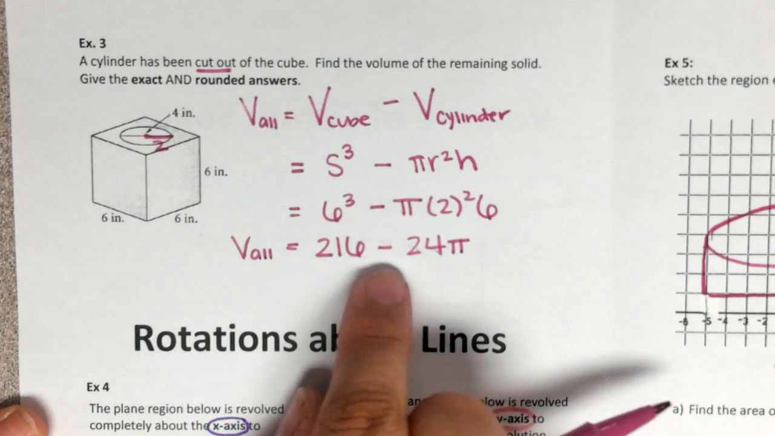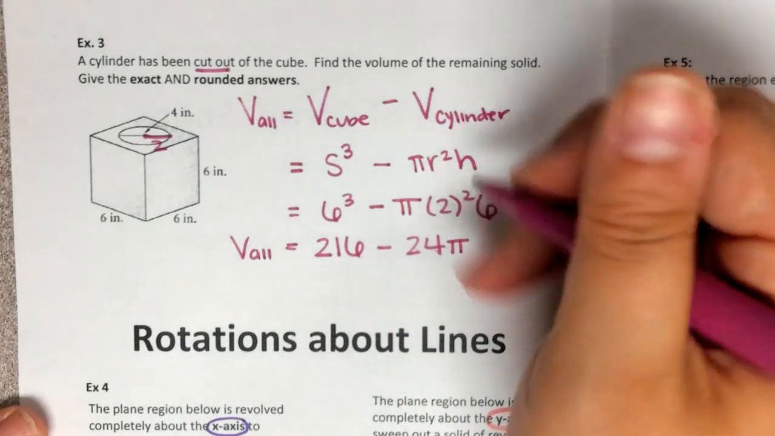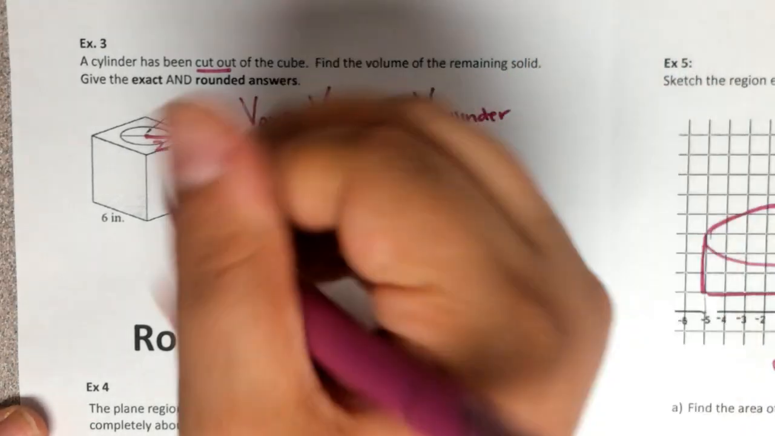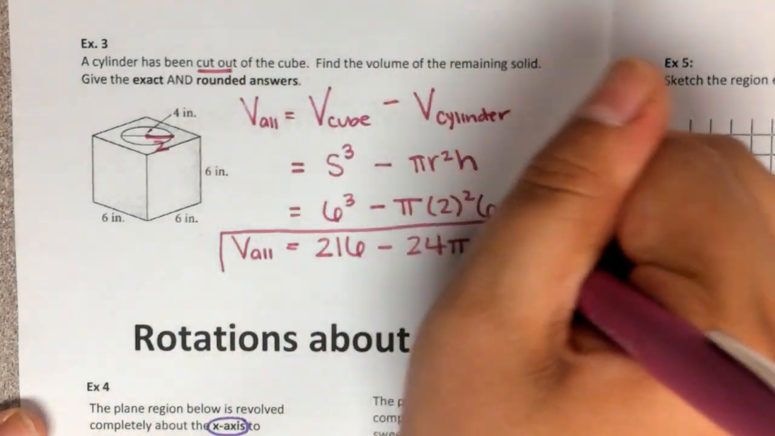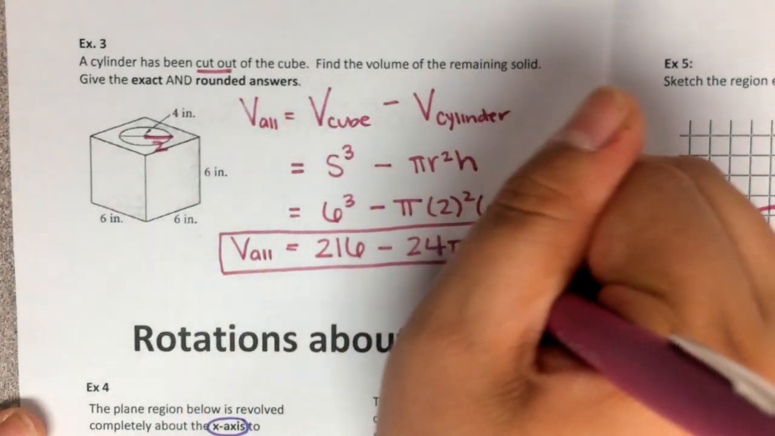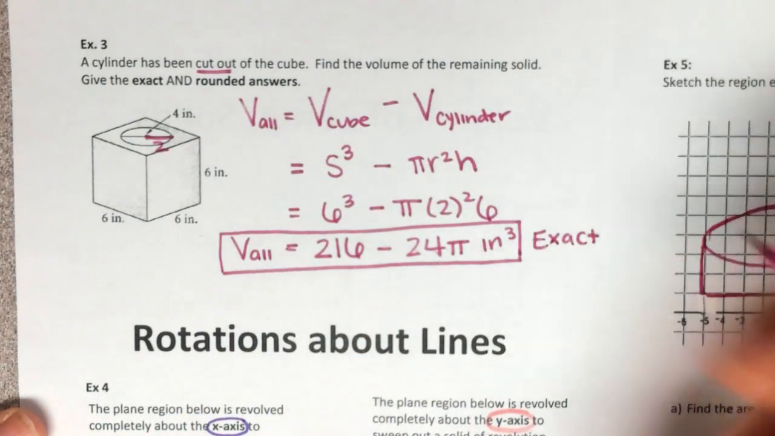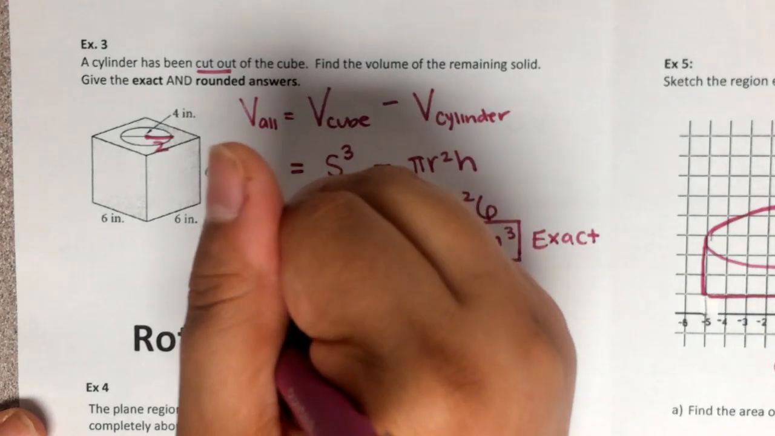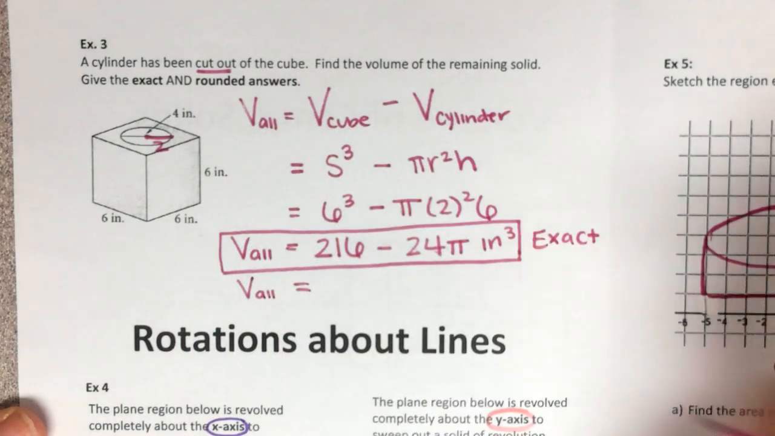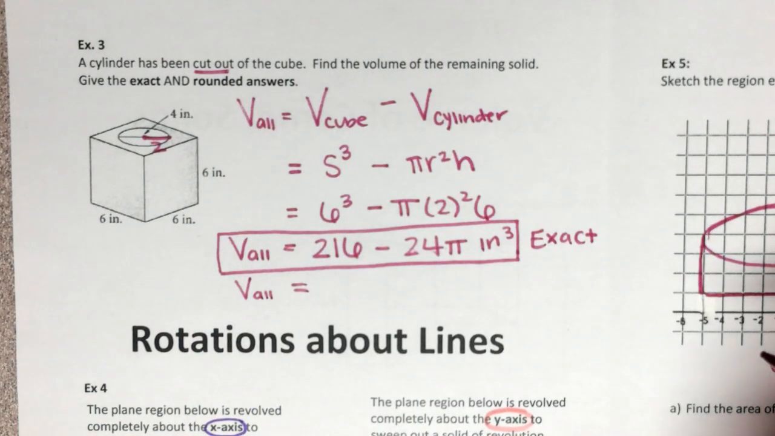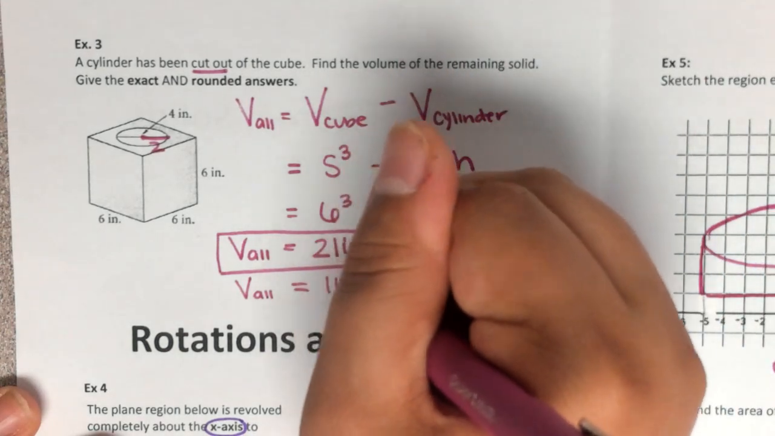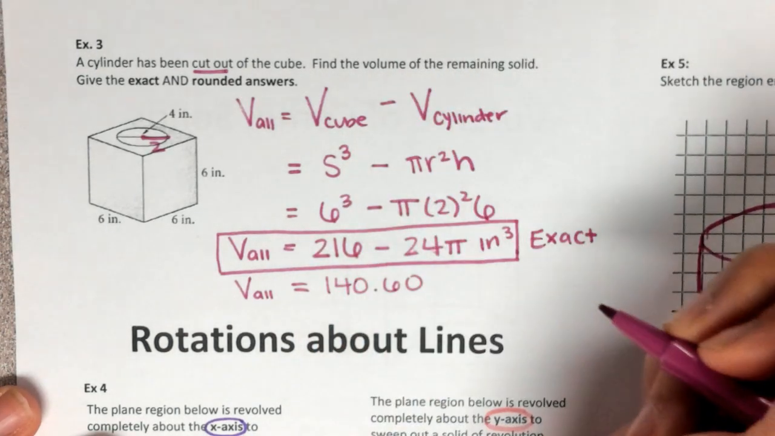Can I subtract those? Why not? Because they're different. This is your answer. Which answer is this? Exact. To find the rounded, type it in your calculator and somebody tell me what you got. Yes, please. 60.